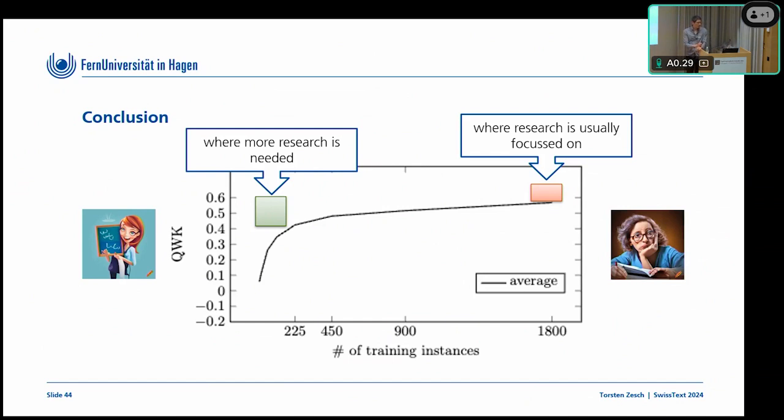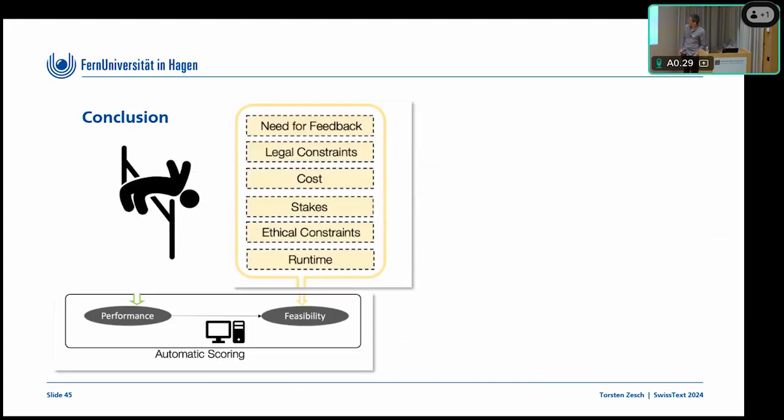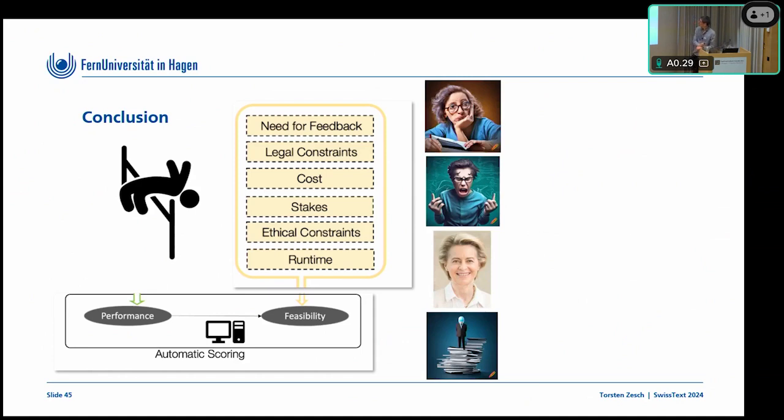But I hope that I have also explained that even if we had a very good model, we are still jumping over the bar of whatever performance we want to have. There are other factors: need for feedback, yield constraints, costs, ethical constraints, runtime, whatever, some of which I have not mentioned here. And all these stakeholders that are angry or happy, depending on what you do, you also have to take into account. And I argue that this is mainly why it's not in the classroom yet to the extent that it could be.